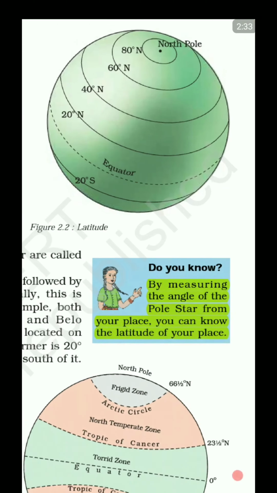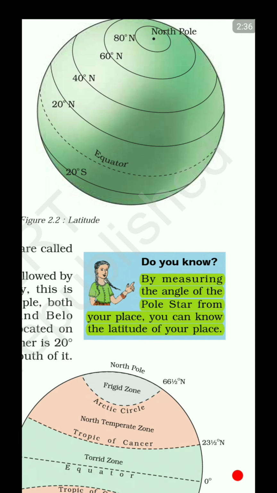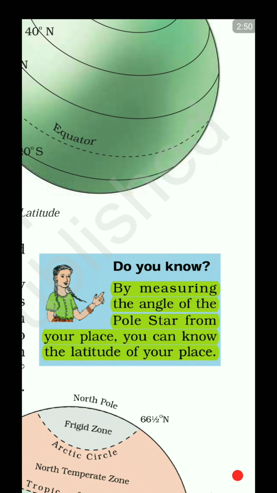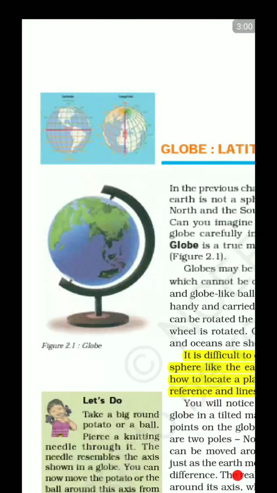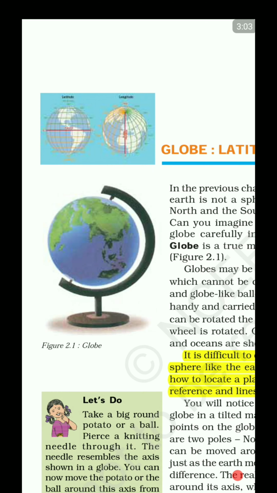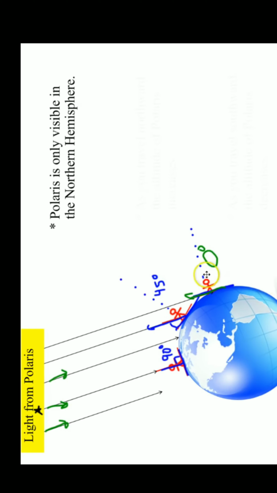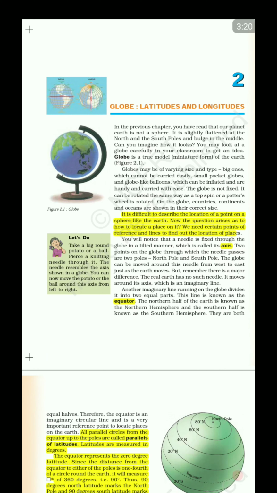As far as the second aspect is concerned, we can also measure the latitudes. One way we know is by GPS, right? One is by other methods of mapping. The other is by measuring the angle of the pole star from your place. We can know the latitude of your place because the pole star is directly above the axis. Here is the axis. The pole star is also here, directly above, and because it's very far away from the earth, it seems as if the light from Polaris falls parallel, right?